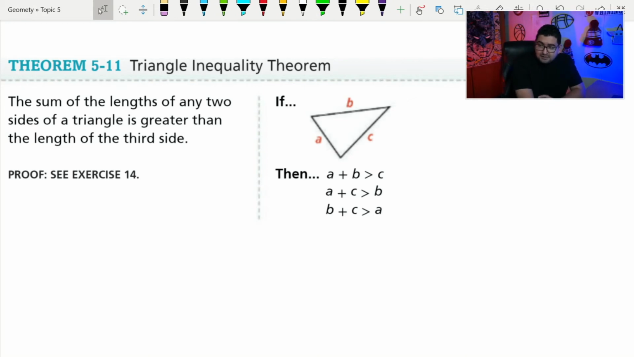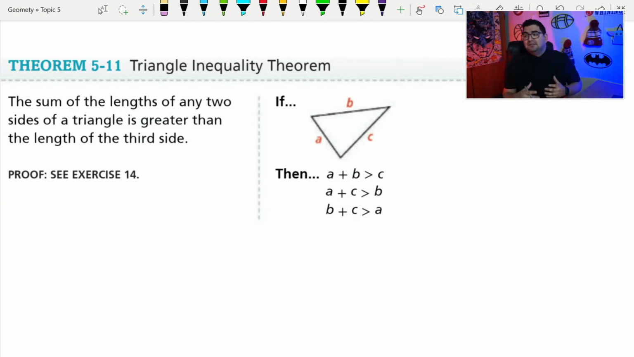It's true that for any triangle, if you take two of the side lengths, they should add up and have a sum that's larger than the other side length that you didn't choose. I should be able to take any two sides of a triangle, add them up, and that will always be bigger than the side that I left out. So if I add A and B together, that should be greater than C. If I add A and C together, that should be greater than side B. If I add B and C together, that should be greater than side A.